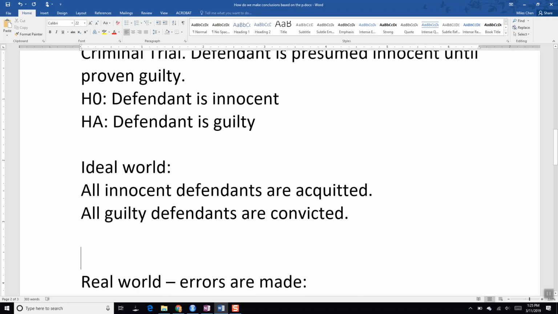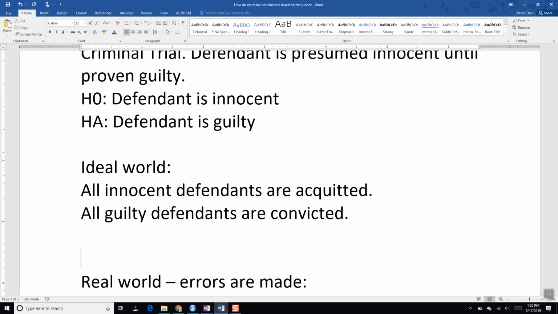In the real world, however, we make mistakes sometimes. We don't want to make errors. We don't want to make mistakes, but mistakes happen. So what is a type 1 error in this scenario, and what's a type 2 error? So what's a type 1 error? Okay, false positive. And what does that mean in this case? Okay, we reject the null when the null is true. But with regards to the defendant being guilty and innocent, and whether we convict or acquit, what is a type 1 error?